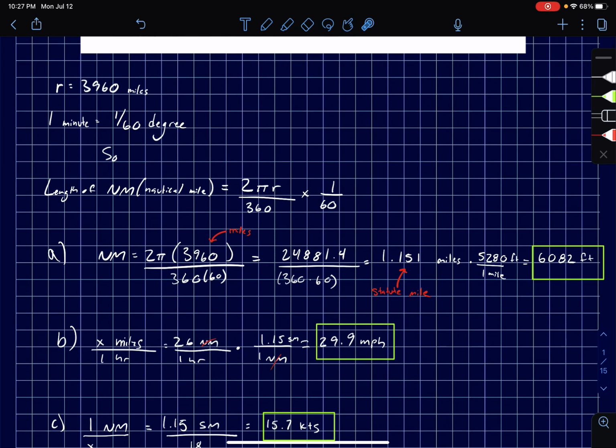And then we plug that into your calculator, and it spits out 1.151 statute miles, which we're going to use later for part B. And then to find feet, we multiply that by 5,280 feet, and we get 6,082 feet per nautical mile.